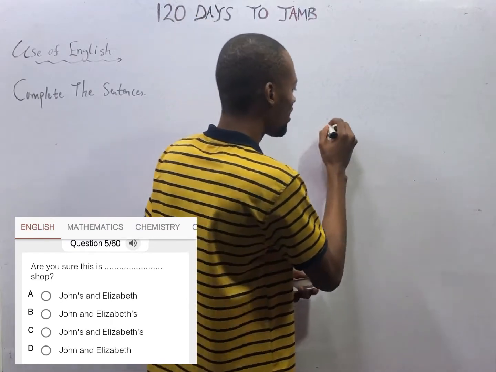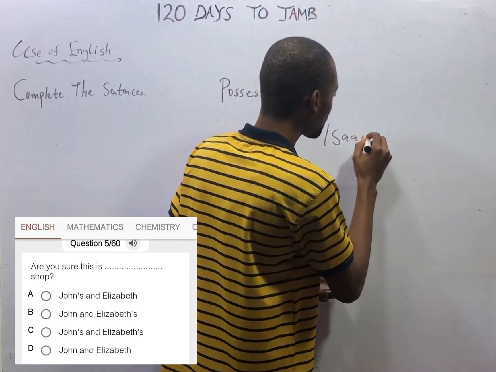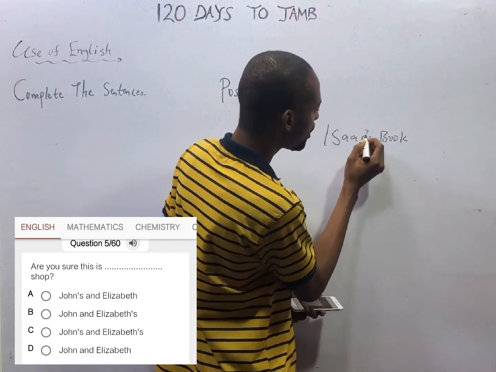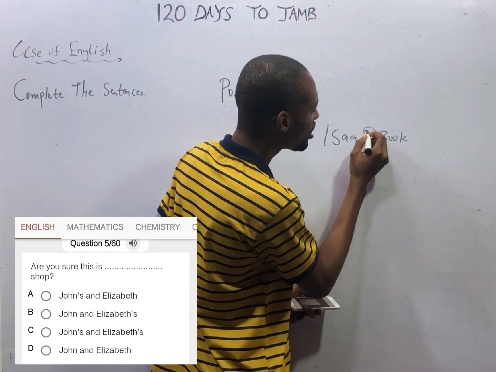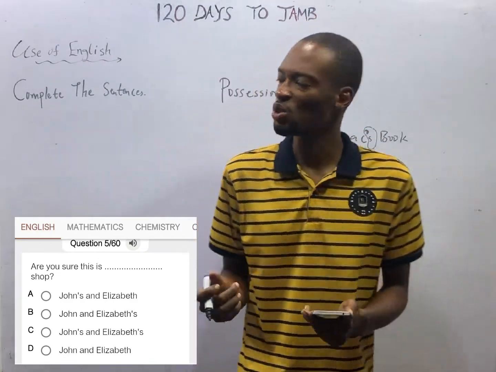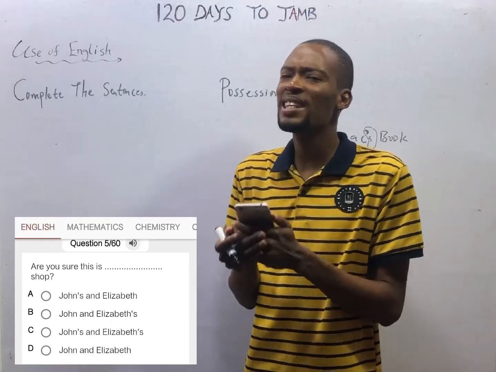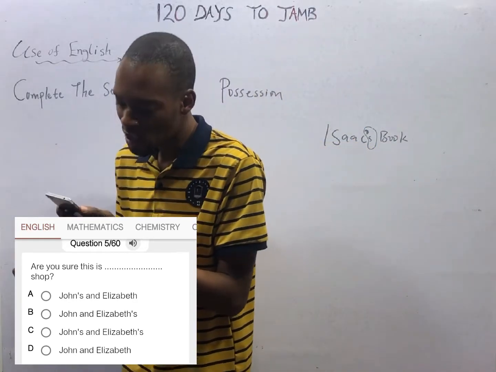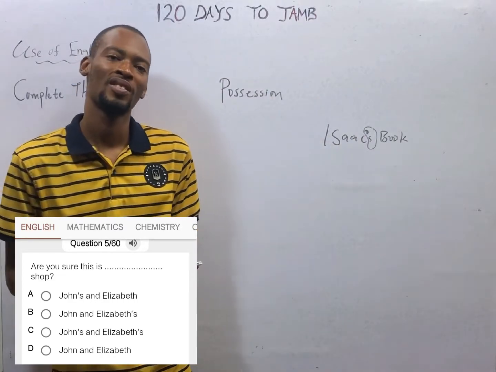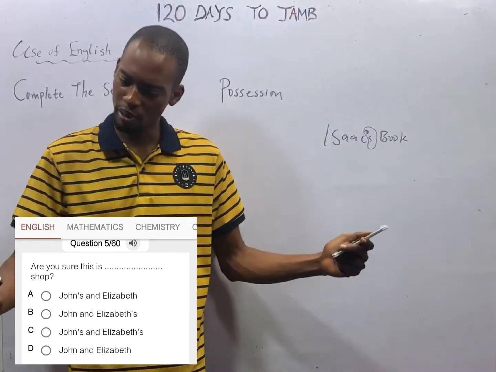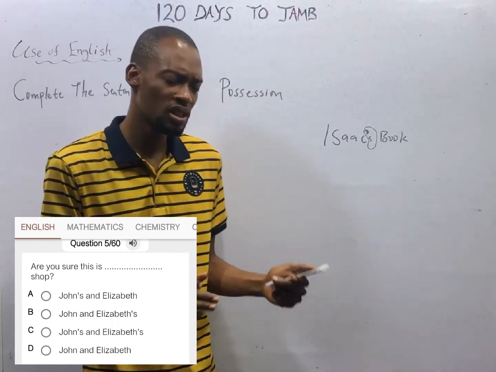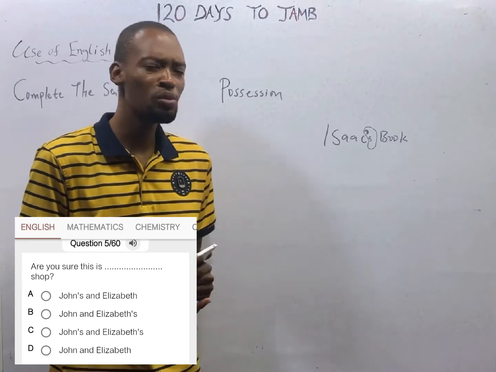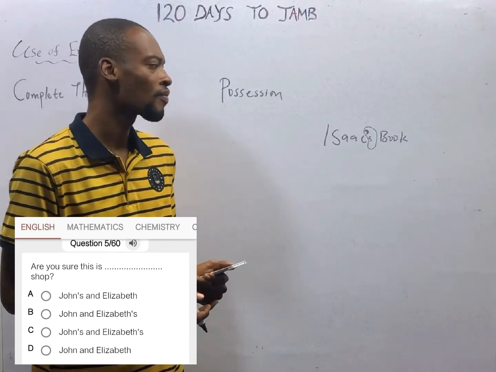If I say Isaac's book, this part is showing possession. That is how to show possession. This sentence is telling us that John and Elizabeth own the shop. Since both of them possess the property, what is the best way to write them? If two persons possess a property, how do we put it down correctly?